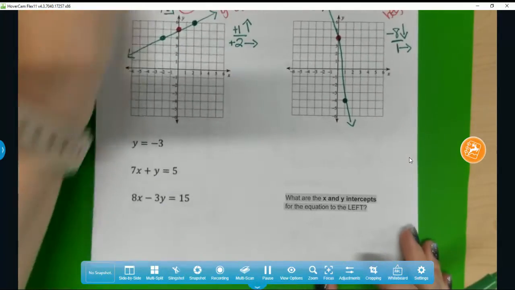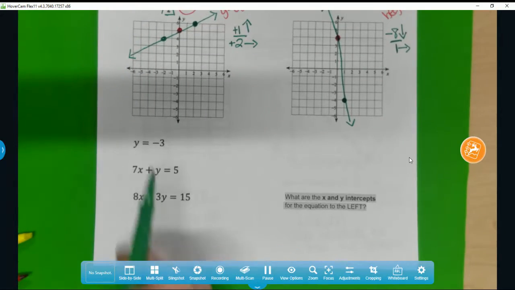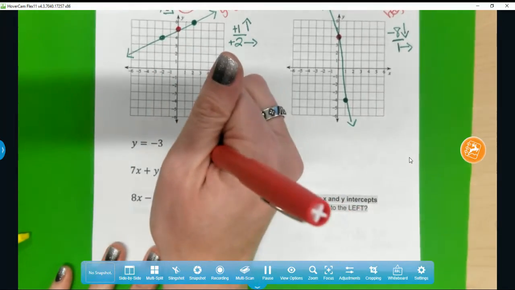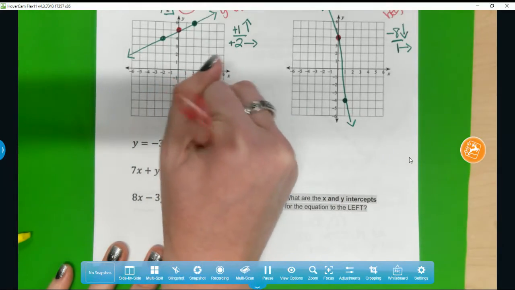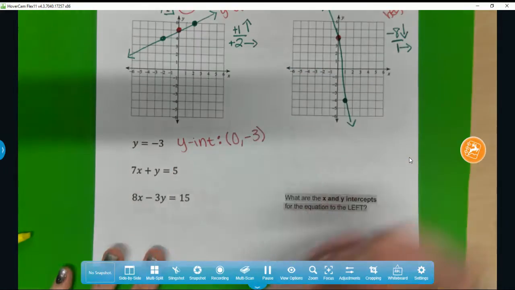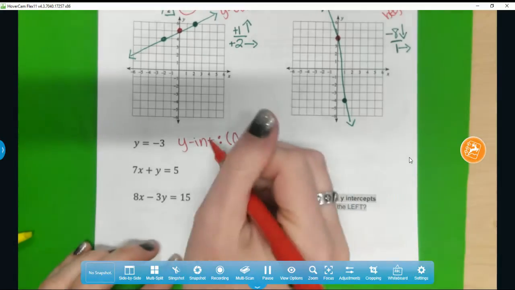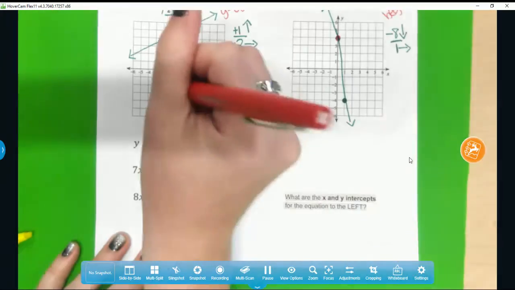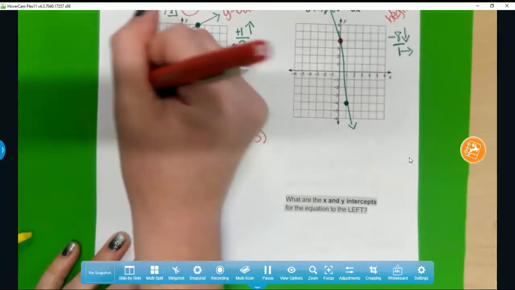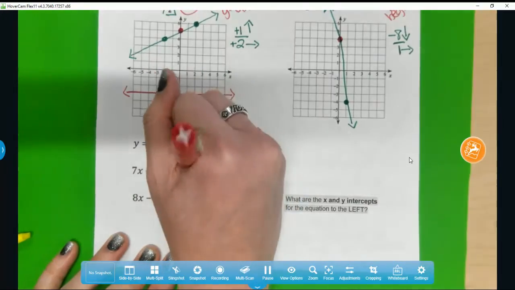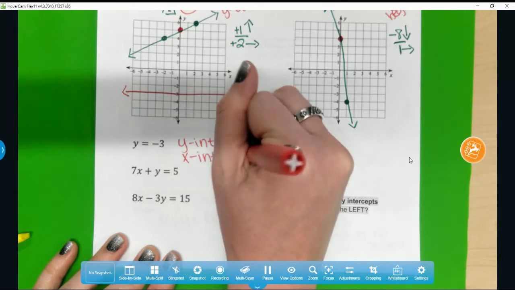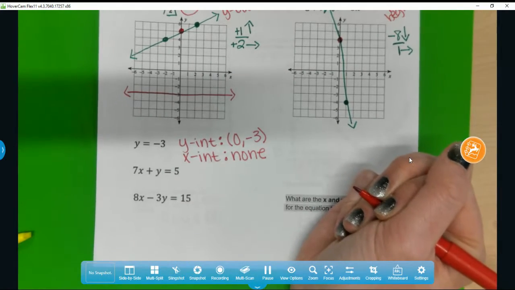Okay, so looking at equations. Here, when it says y equals -3, that tells me that my y-intercept is -3. So that point would be 0, -3. If I was to graph this, we'll just use the graph above. That tells me it would go through this point. That line is never going to cross the x-axis, so my x-intercept is none. Remember, we don't write 0.